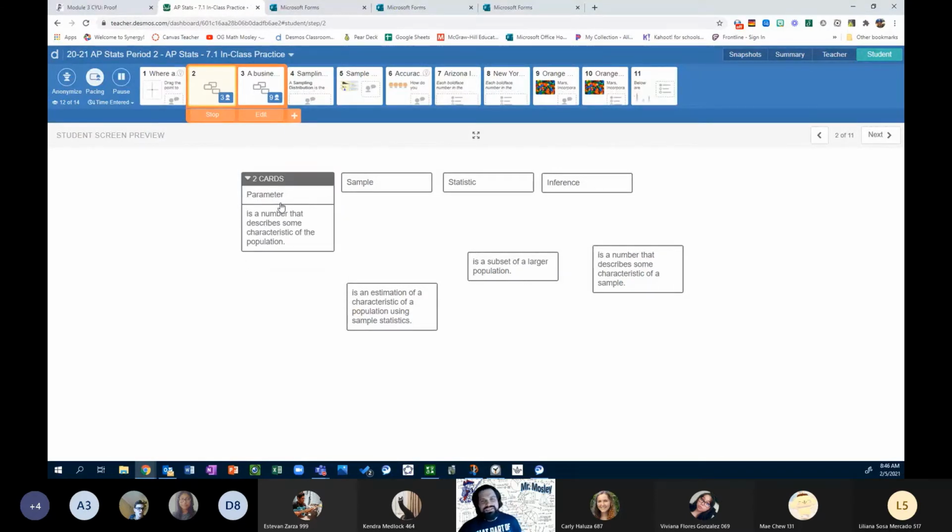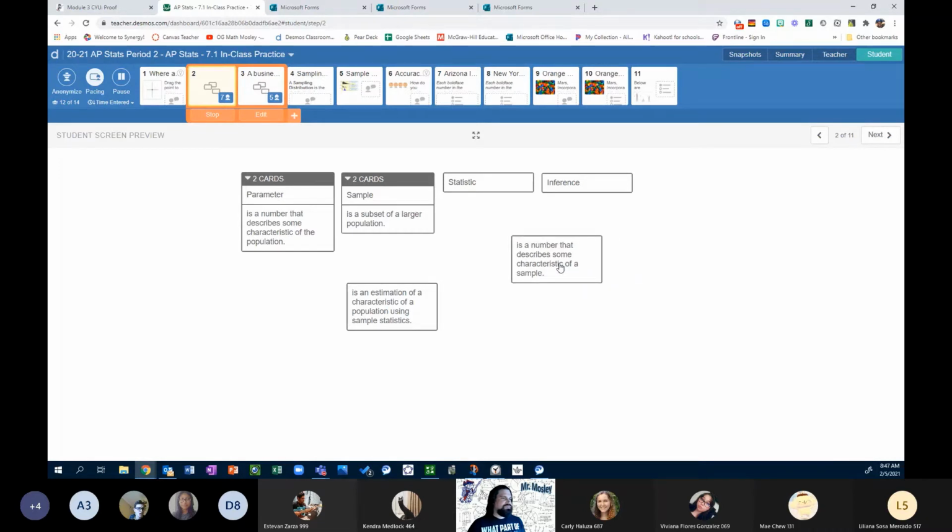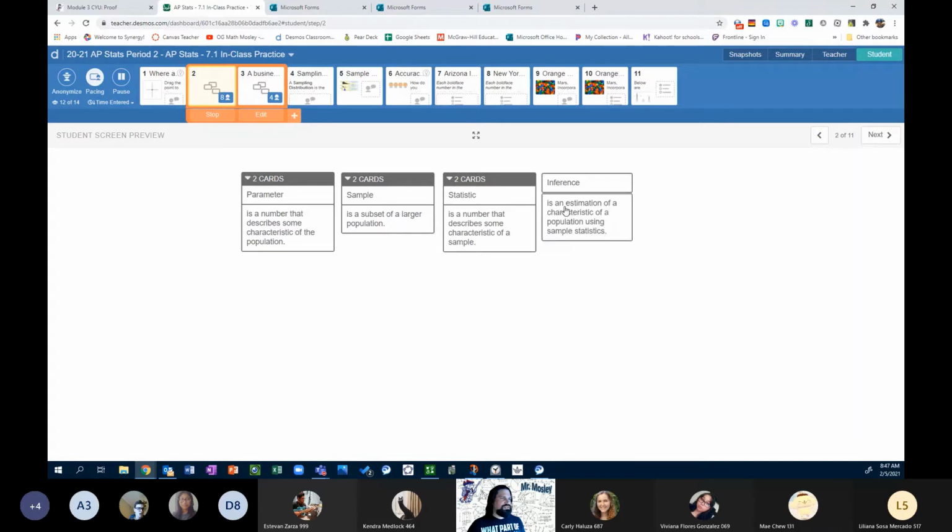And remember, to get the cards to pair, you must wait for one of them to highlight. Then they pair up nicely like this. The sample is a subset of a larger population. The statistic is a number that describes some characteristic of a sample. And finally, the inference is an estimation of a characteristic of a population using sample statistics. All right. Are there any questions about these terms?